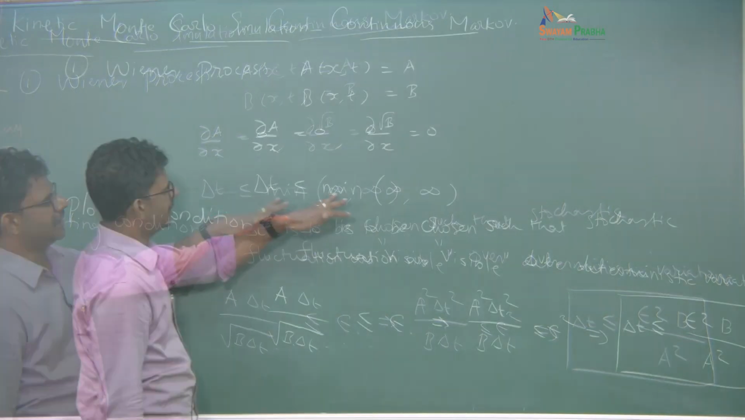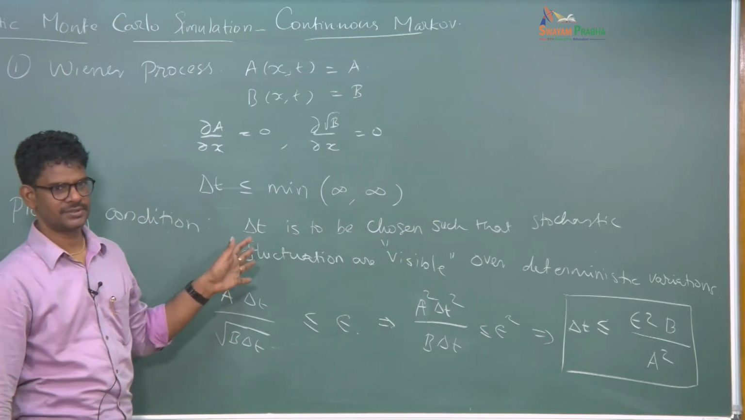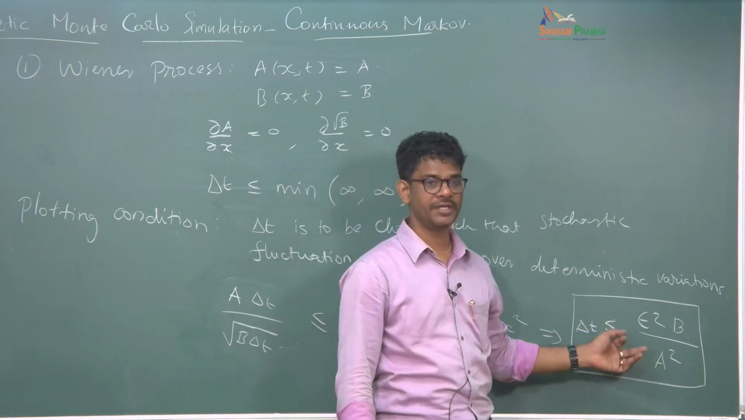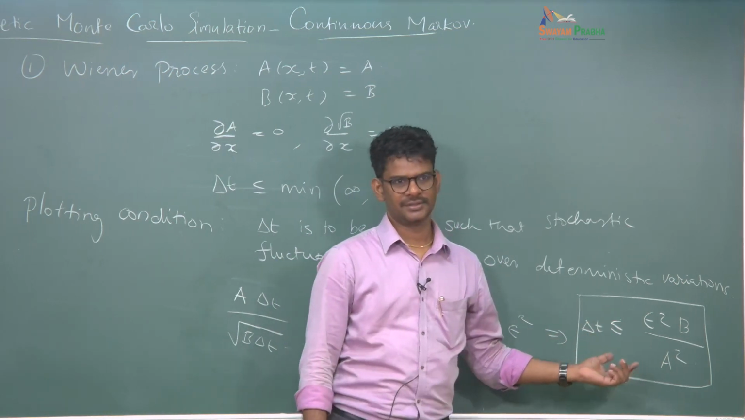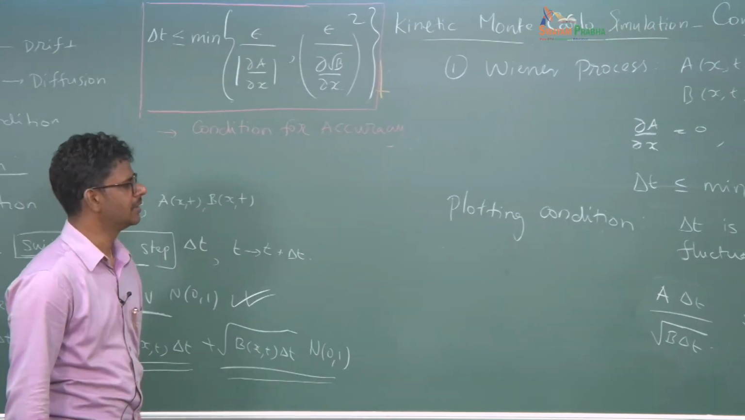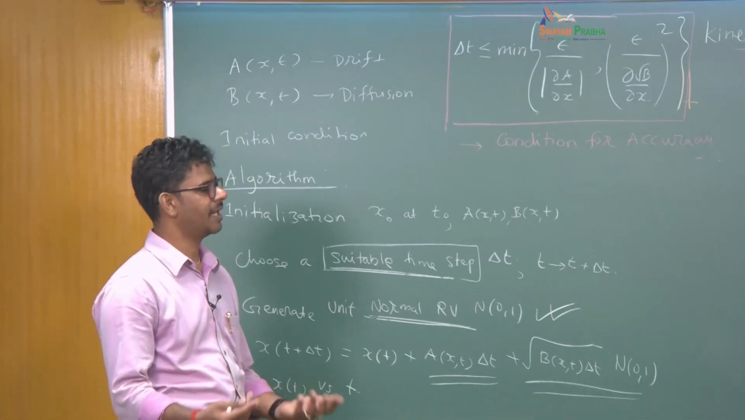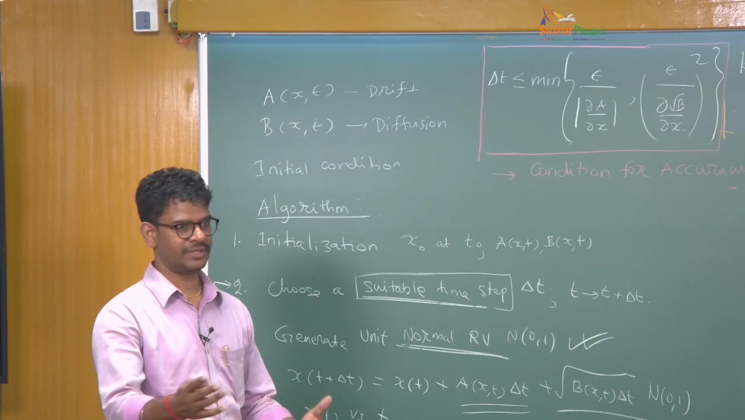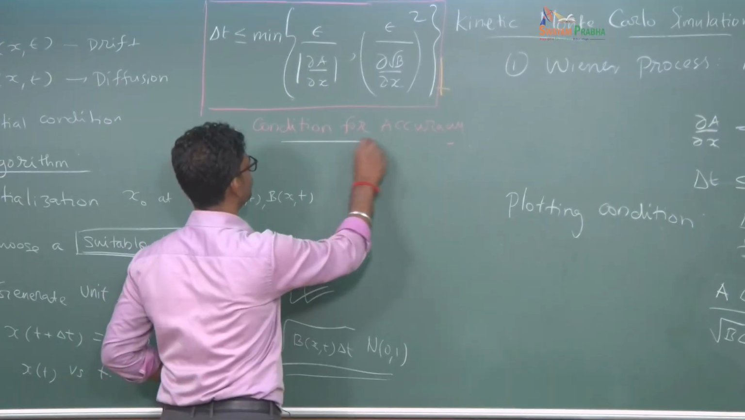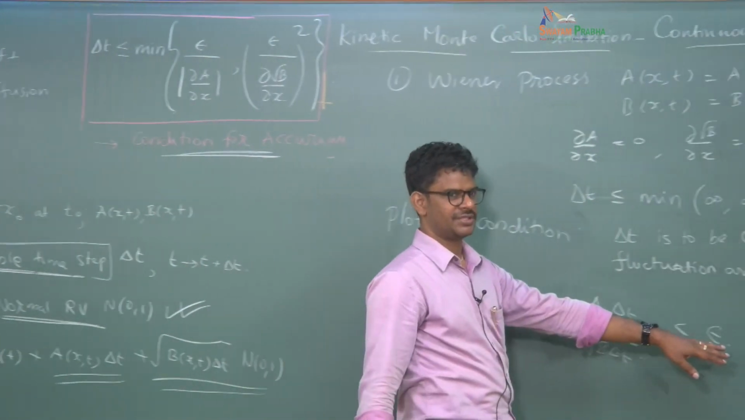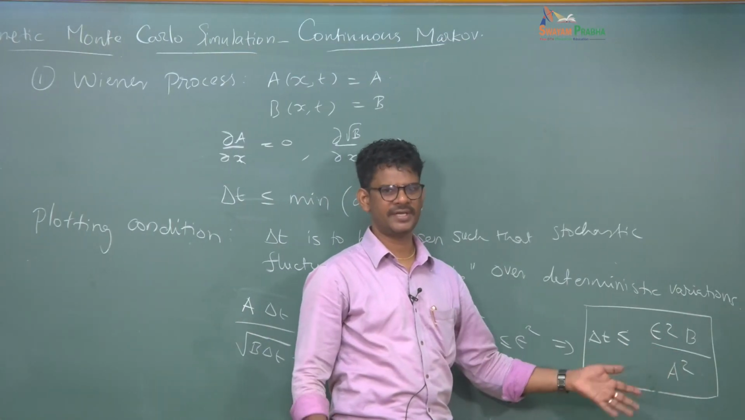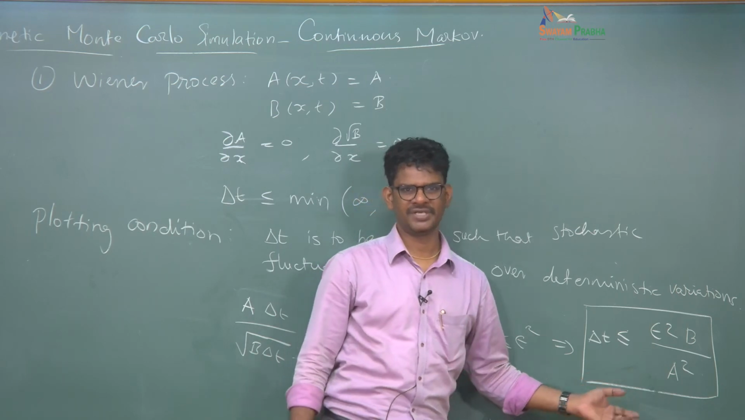So for cases where the accuracy condition does not impose any time step challenges, we can use this kind of plotting condition that gives an upper limit for delta t, so that the random fluctuations of the process can be evident when you plot the data. Okay. This is more important, and this is more like an optional, more like an operational condition. We are not compromising any accuracy. This is only an operational requirement. So we have to keep this as an optional condition.